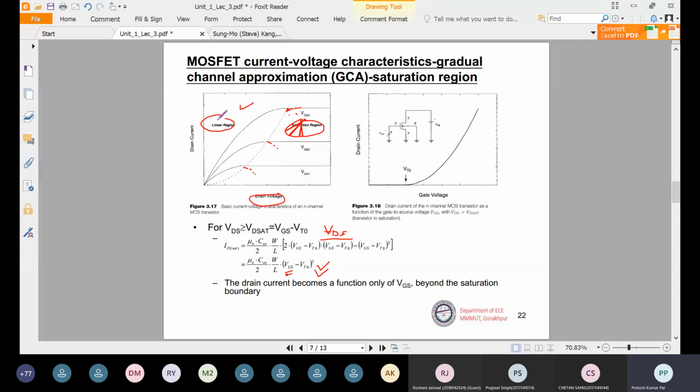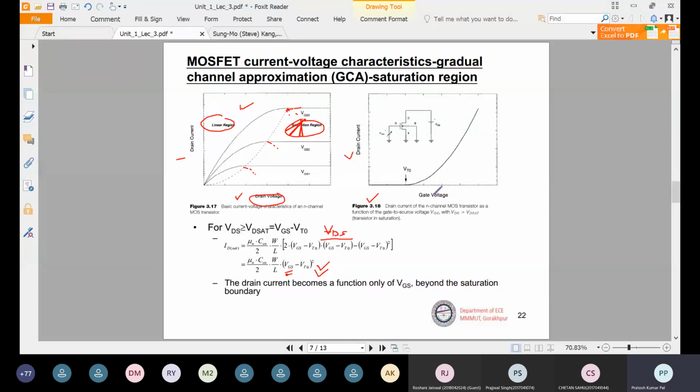Okay, so we will be taking another graph like 3.18. From this 3.18 we can see, like we had seen earlier in 3.17, the basic current-voltage characteristics, where the current is drain current and the voltage is drain voltage. And again we will be plotting drain current with respect to gate voltage.